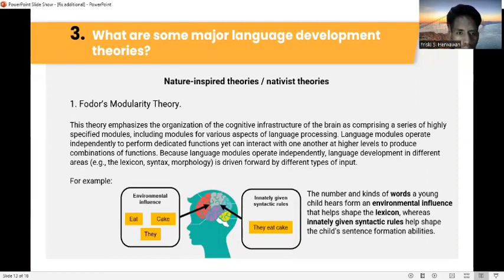Okay, now we are moving to the second group of language development theories, which is nature-inspired theories.